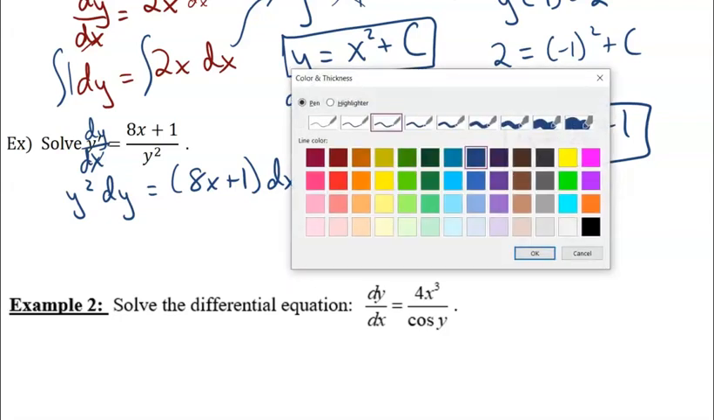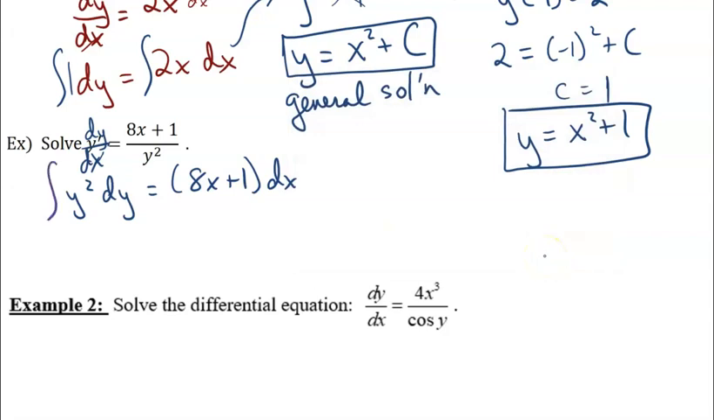All right, so then let's use this color. We integrate both sides. The antiderivative of y squared dy would be 1/3 y cubed. Again, I don't need the plus c over here because I'm going to put it on the right. Don't forget it though, okay? And then over here, my antiderivative is 4x squared plus x plus c, okay?